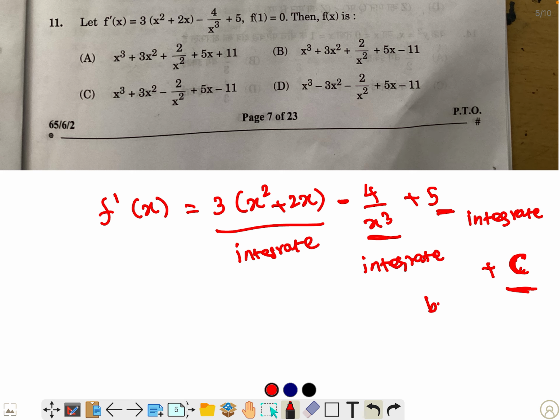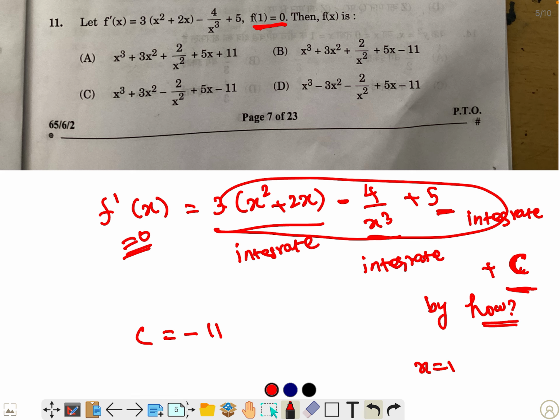So you just find the c value also. How? You can find the c value using x equal to 1, where the function approaches 0. So you can easily find the c value, that is minus 11. If you integrate all those three things, you can find the c value as minus 11. So the answer would be x cube plus 3x square minus 2 by x square plus 5x minus 11. So option C is the correct answer.